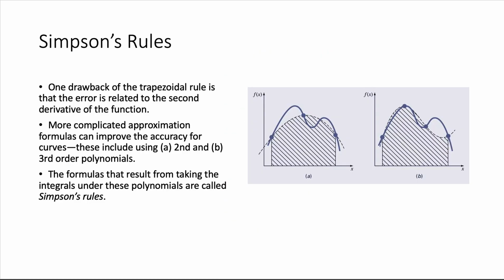So one drawback of the trapezoidal rule is that the error is related to the second derivative of the function.